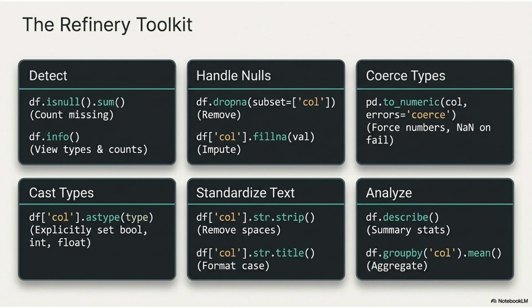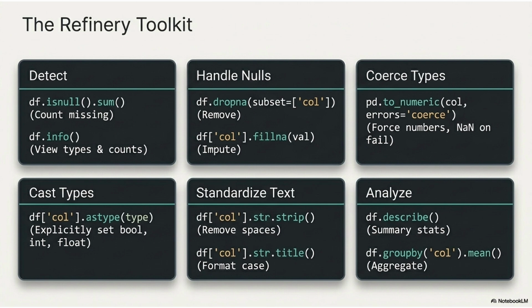The refinery toolkit is your complete cheat sheet for the 6 categories of data cleaning operations. The full arsenal organized for fast lookup. Detect: df.isnull().sum() counts missing values. df.info() shows types and counts. Handle nulls: df.dropna(subset=[the columns you want]) removes the rows with nulls. df['column'].fillna(value) imputes a placeholder.